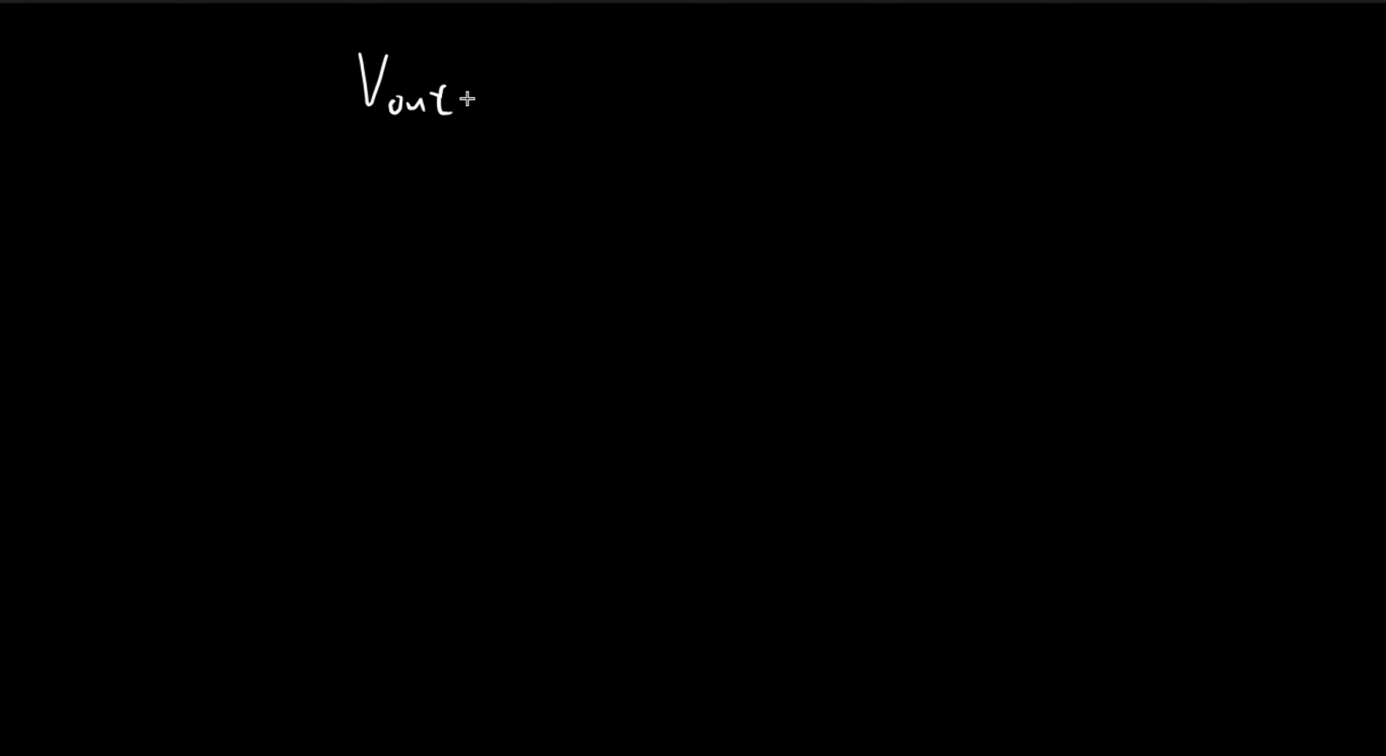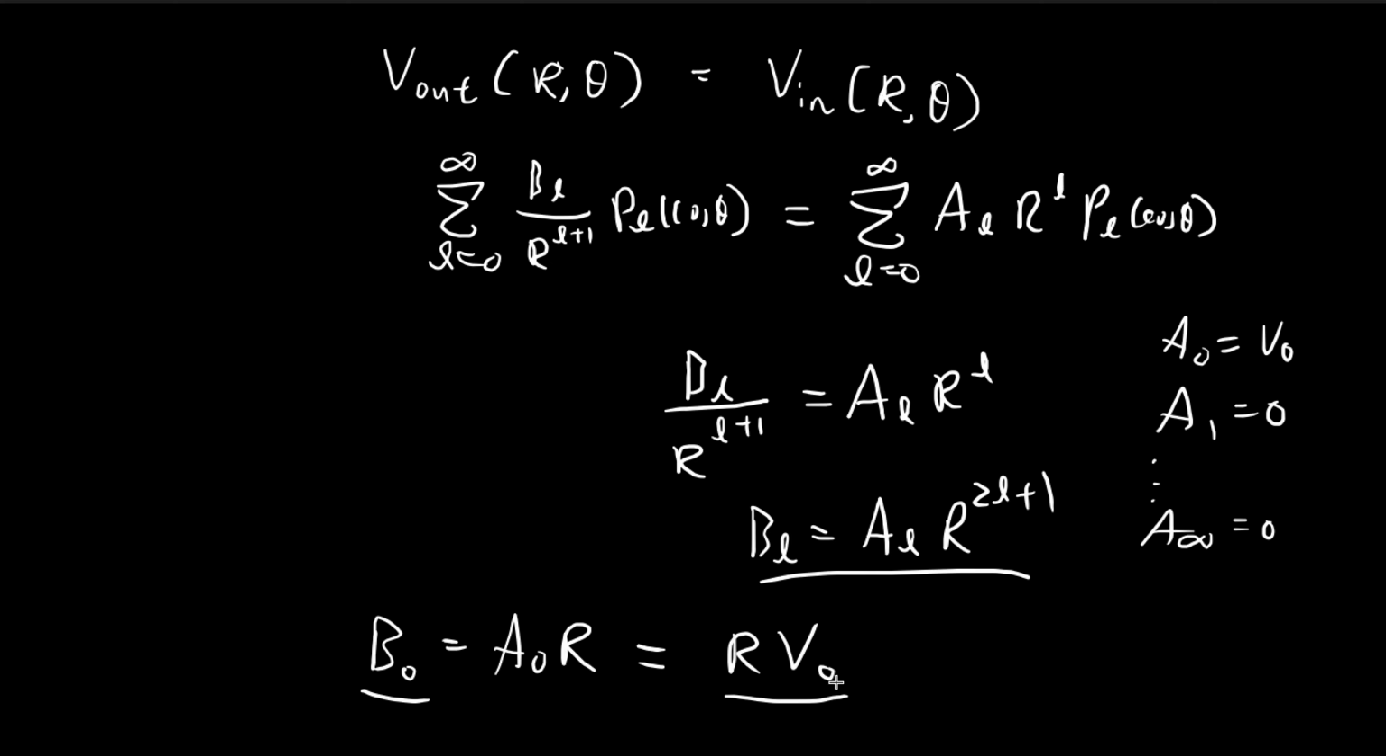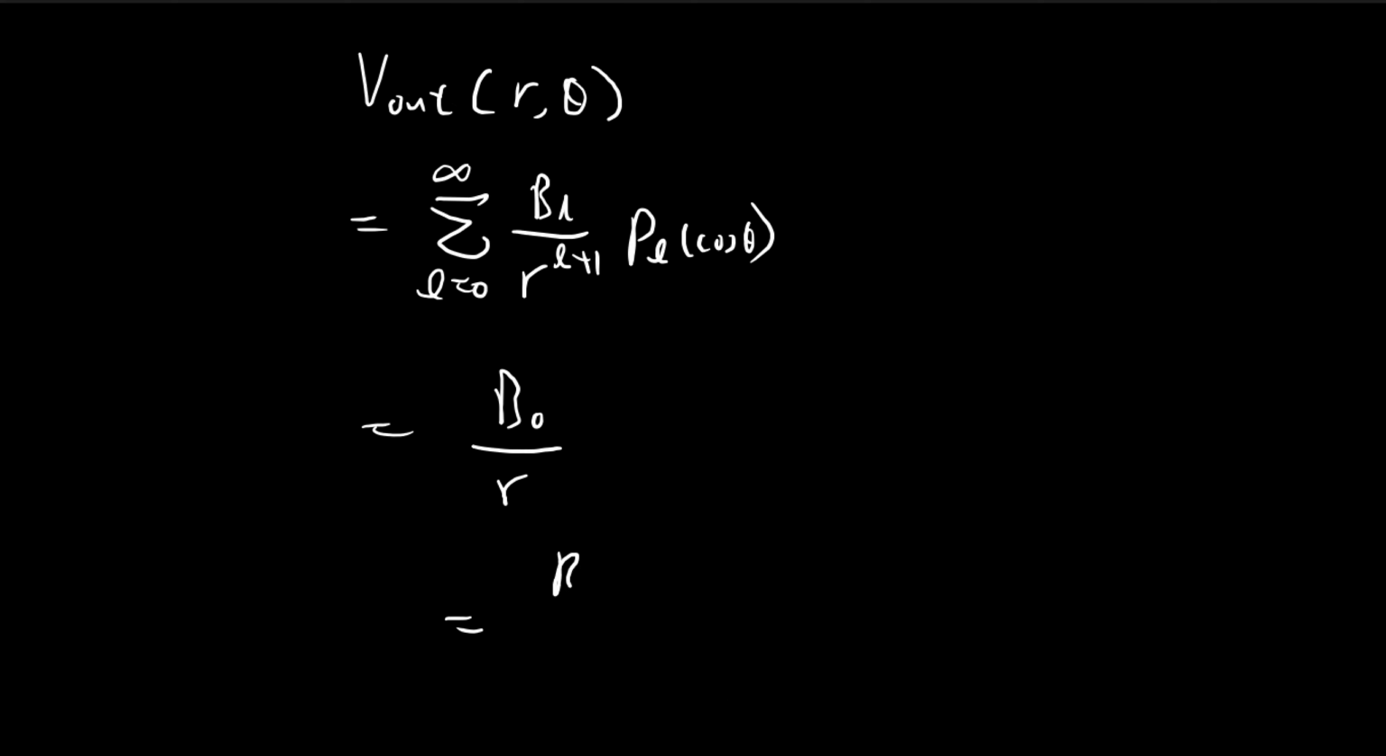So returning to the original question, what is the potential outside of the sphere? So once again, we write out the expression, and then B1 to B infinity, they're all 0, so what we have is B0. When L is 0, it's just 1 over r. P0 cosine theta, that's just the zeroth Legendre polynomial, which is equal to 1, so we only have this. And then B0 is equal to R V0, right? So there we have it.